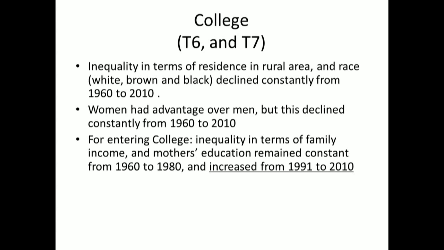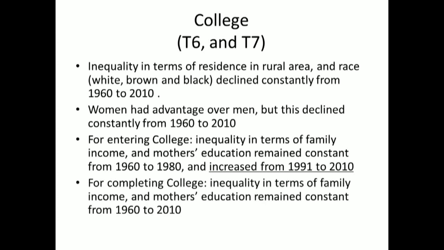That means people whose mothers were more educated, or whose families had higher income, had better chances to enter college. So there is an increase in inequality in this period, in spite of the expansion of tertiary education. If there was no expansion, the inequality would probably be even higher here. And for completing college, inequality in terms of family income and mother's education remained constant across time. So these are the main findings we have for these transitions using this data.